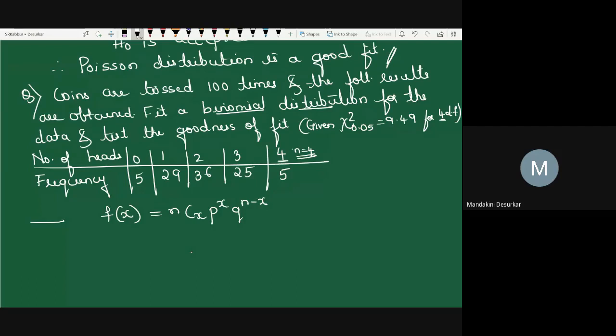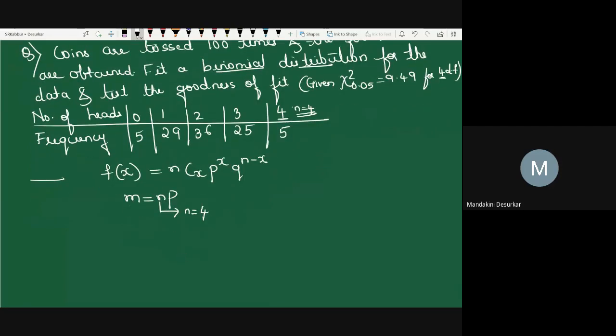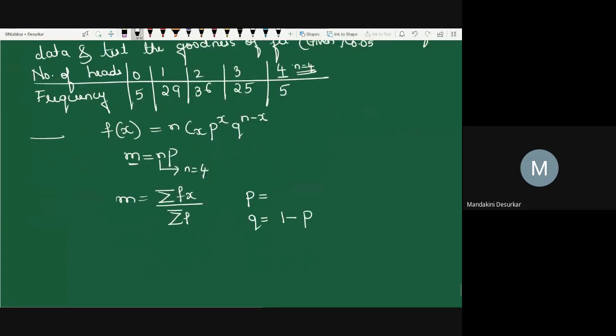So, find the value of m first. Why m? Because m is equal to np and this value of n is 4. Remember that you can't take it as 5 because here you are dealing with binomial distribution. The total number is important. Now, once this has been done, find the value of m. How do you find the value of m? That is summation f of x divided by summation of f. You have the value of m and n, you will find the value of p. Once you get the value of p, find the value of q as 1 minus p. Once all the values are done, substitute here.